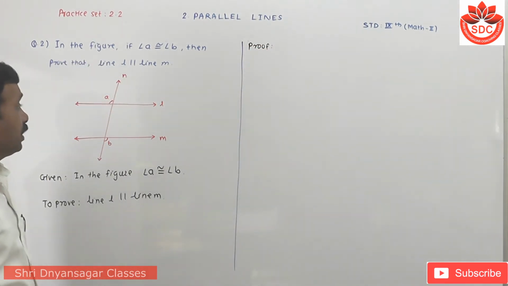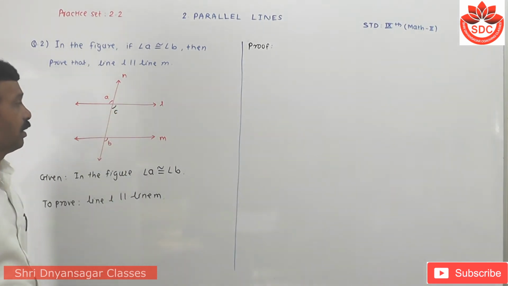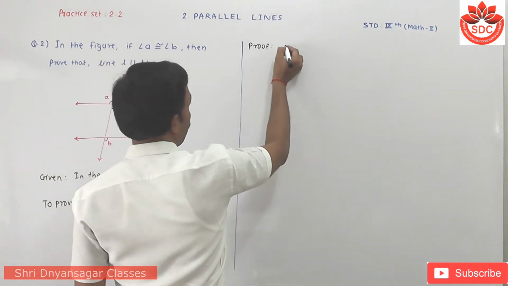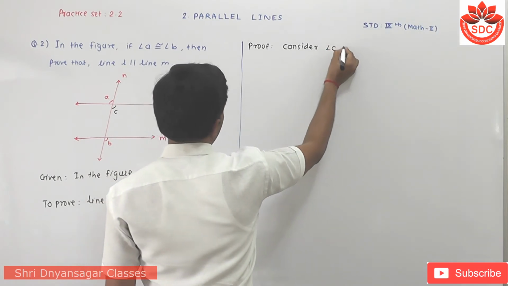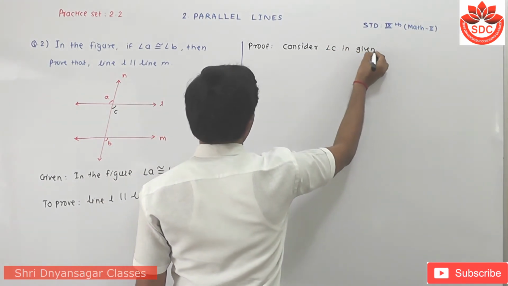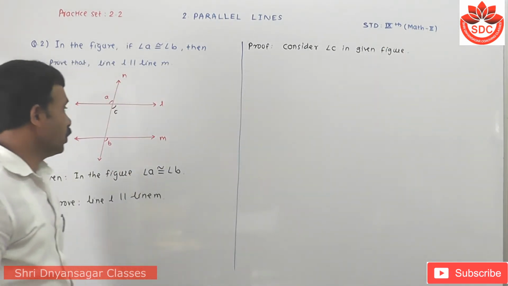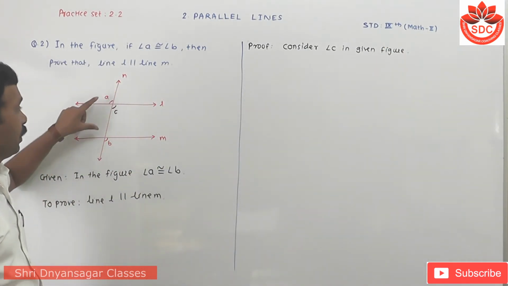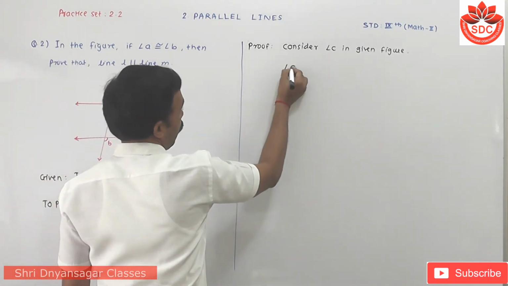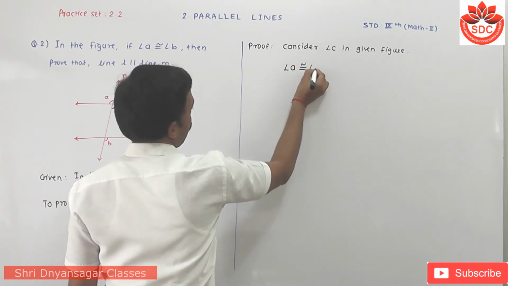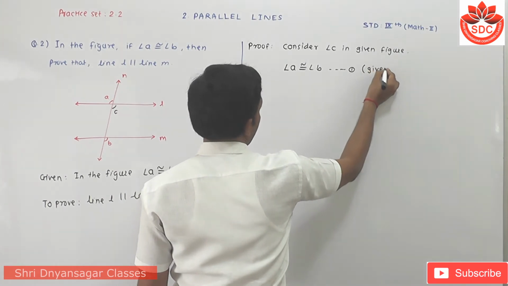Now student, consider one angle. Suppose that this angle is C in this figure. Consider angle C in the given figure. Now student, look carefully. Here angle A is congruent with angle B, which is given here. Angle A is congruent with angle B. Suppose equation first. The reason is that it is given.